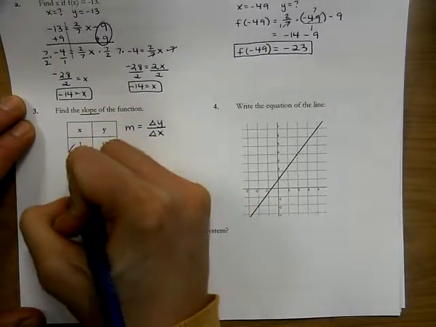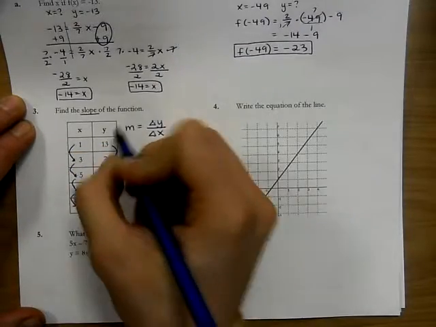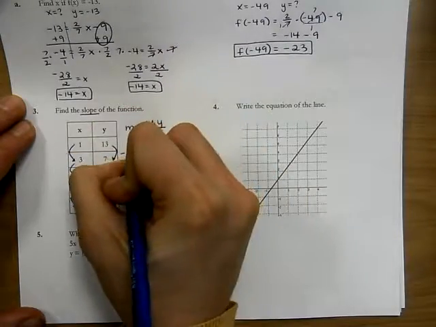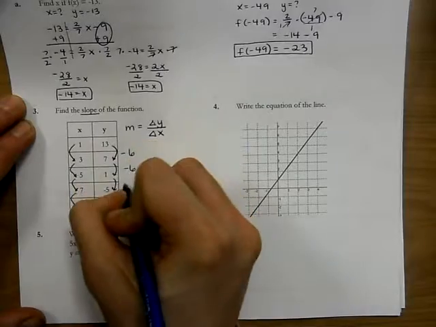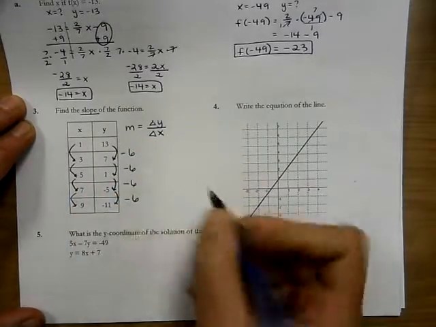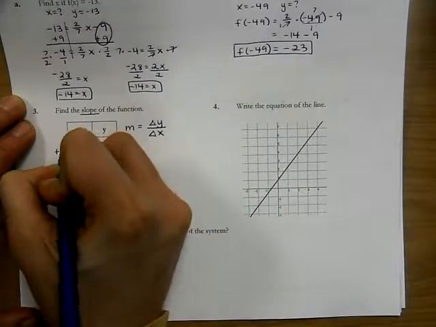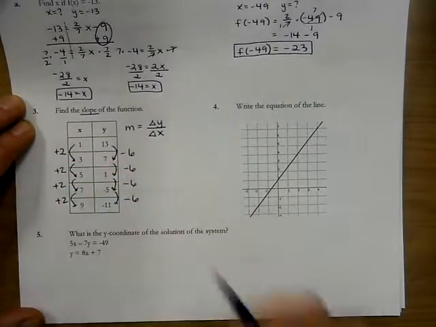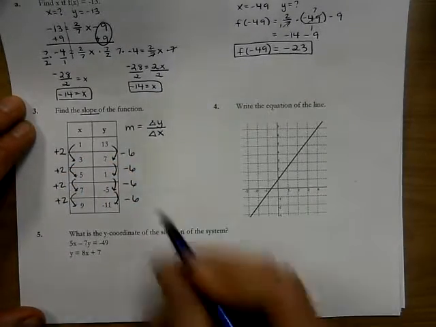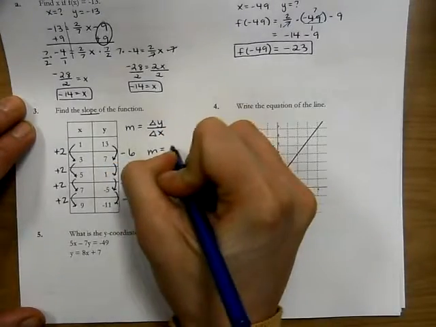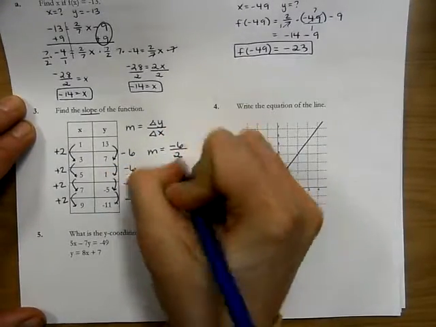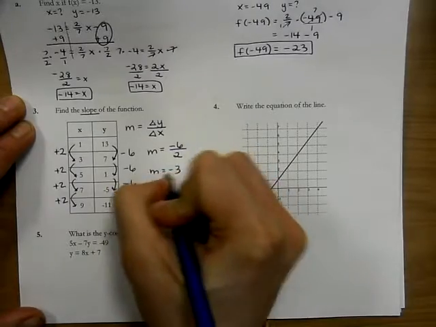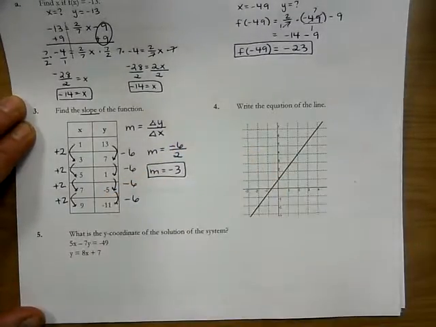As I look at this, I see that we are decreasing by 6 here. We're decreasing by 6 again, and again, and again. Here we are increasing by 2 each time. So we see that it's a constant rate of change, which means it's linear. And then the slope would be the change in y, so the negative 6 over 2, which simplifies to negative 3 over 1, or just negative 3. So there's my slope.